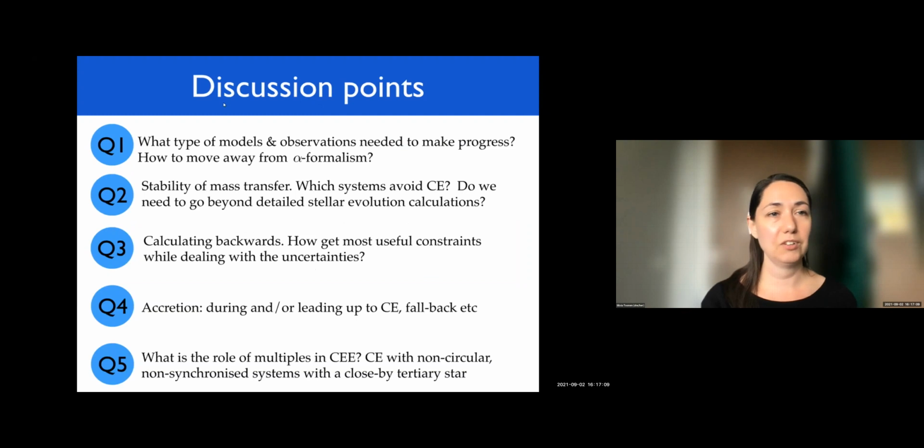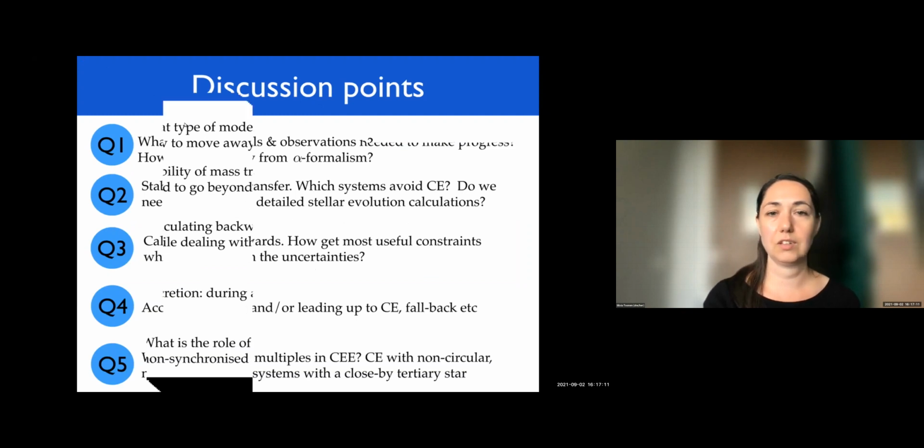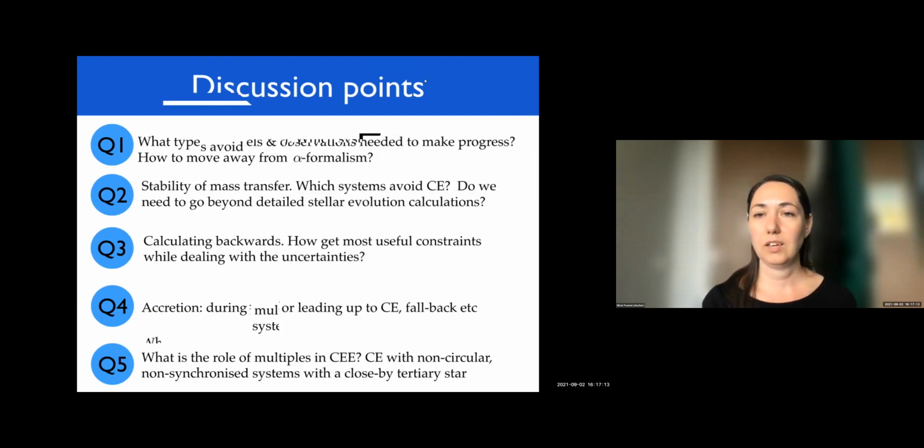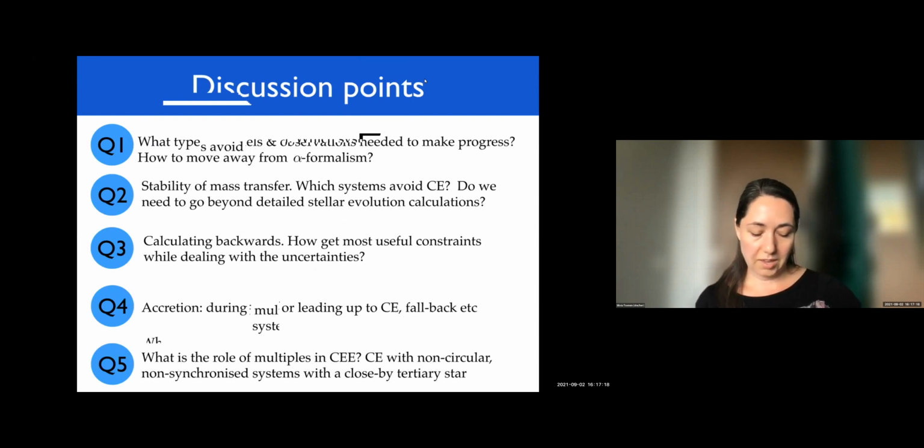So I am going to finish with this, just a little summary of all those question points that I wrote down. I think we can take a few minutes for questions and then maybe leave a larger question session at the end of this session. So I'll stop sharing my screen.